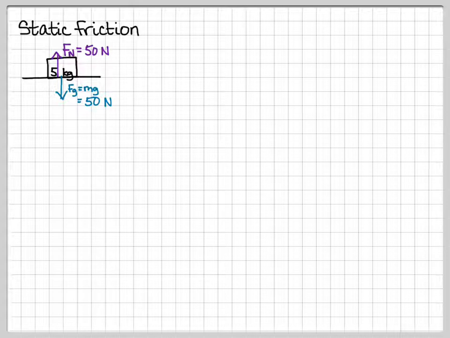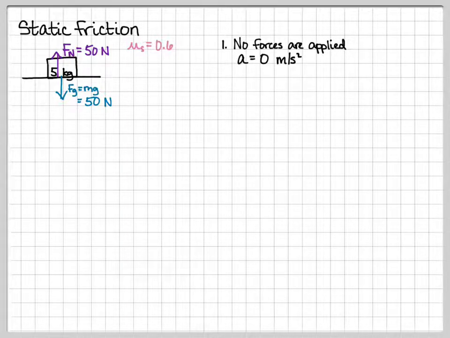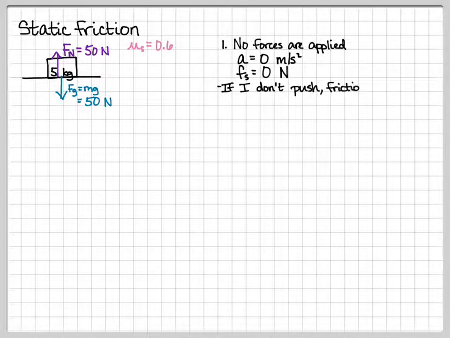Let's say I want to know how much friction is acting if I don't do anything to it. If I don't push the block, or pull the block, or really do anything to the block, its acceleration is 0. So my forces are already balanced. If I added a frictional force, that would actually unbalance everything. So my frictional force, if I don't touch it, must be 0 newtons. Logical. The key point here is if I don't push on the block, friction can't push back.